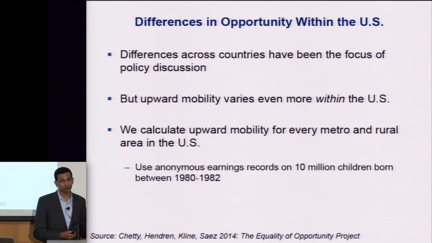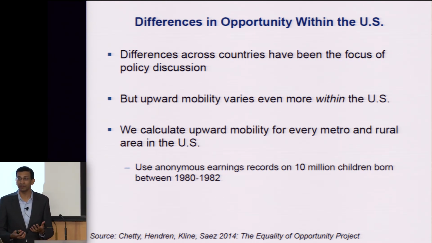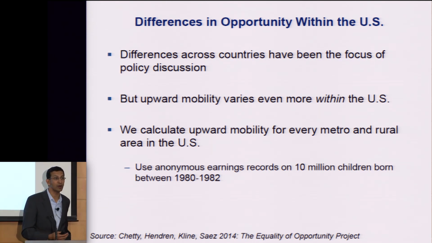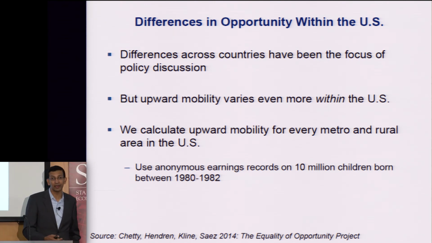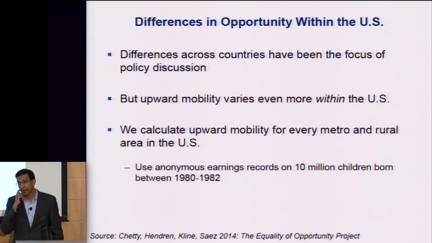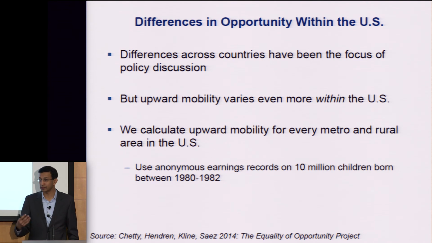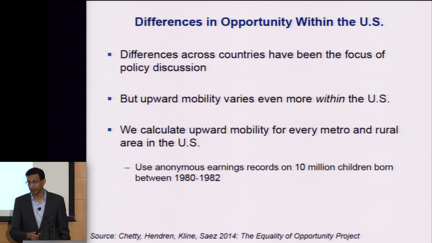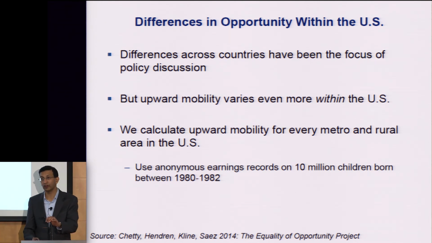Now, these differences across countries have attracted a lot of attention and have led to worry that the US is no longer a land of opportunity as it was traditionally perceived. But what I'm going to focus on today, and what I think is more relevant and what we can actually learn more from, is that upward mobility varies even more across areas within the United States.